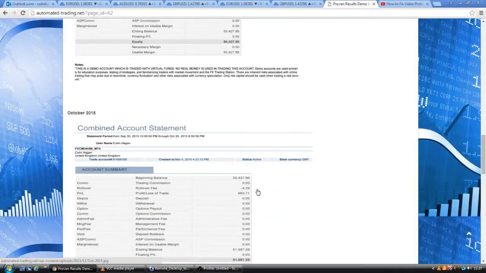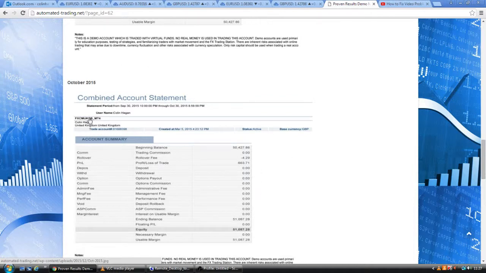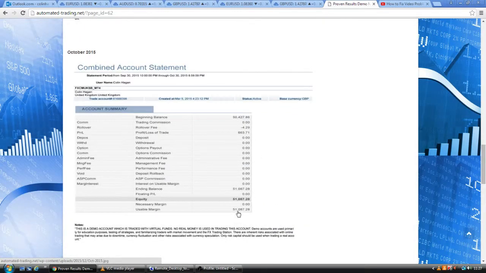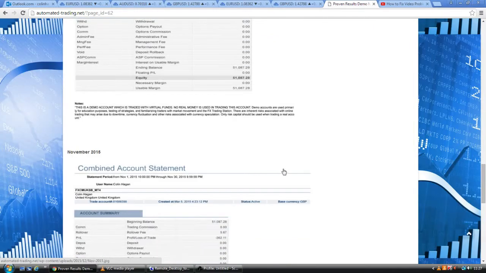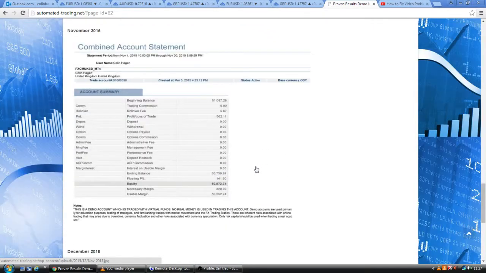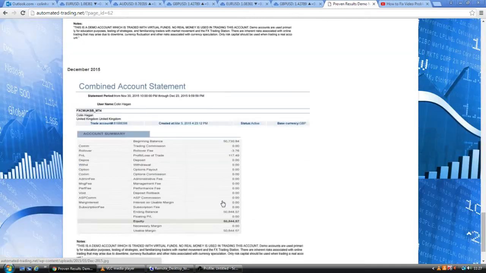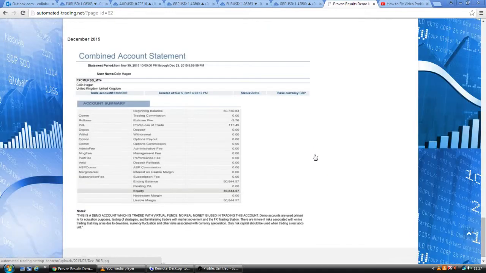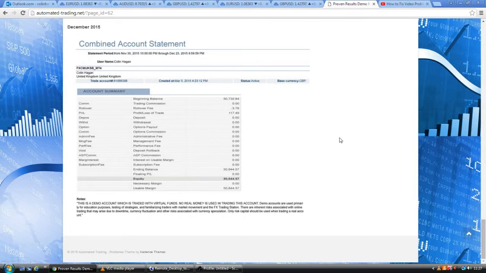And September, we took a bit of a hit, but we still came out profitable. And October, we crawled back a good bit and broke the £51,000 barrier. November, again, we took another hit. And December, we're crawling back again, and now the account is showing January statement will look pretty darn good.